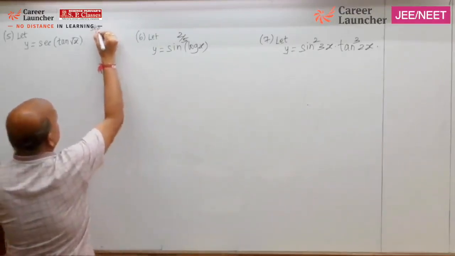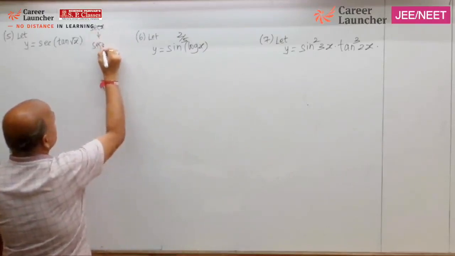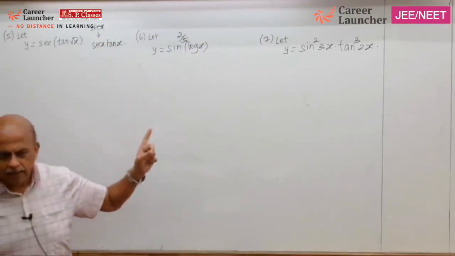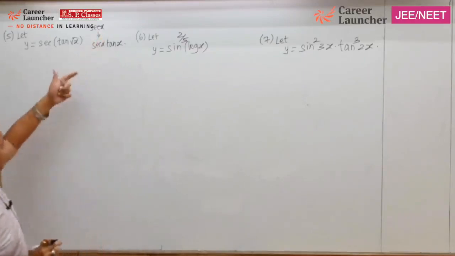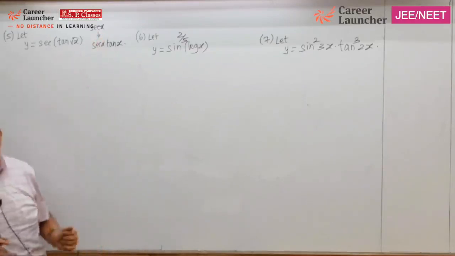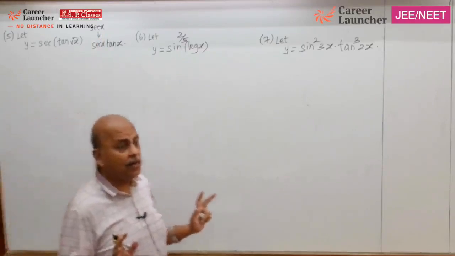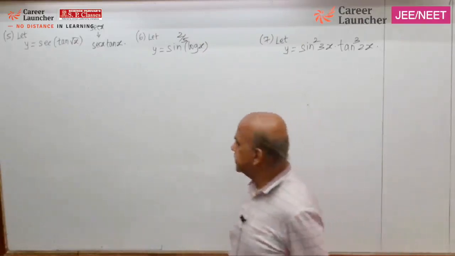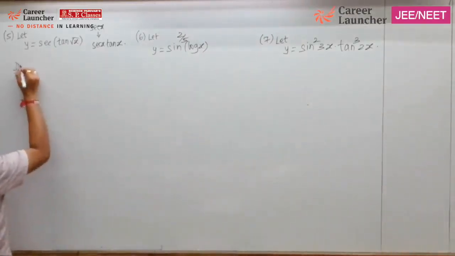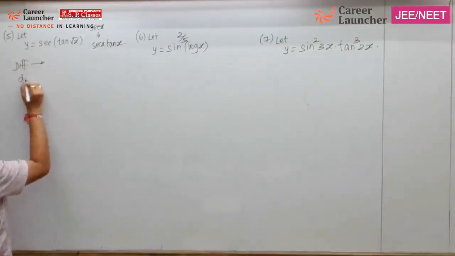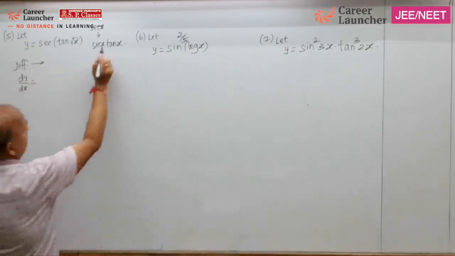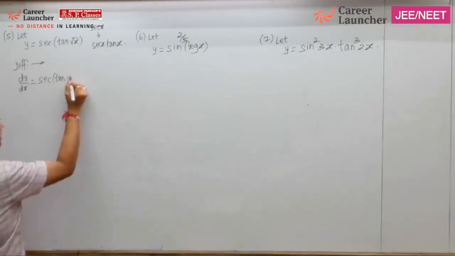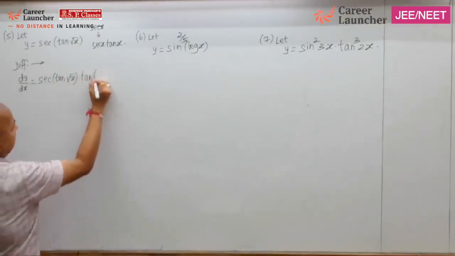So for our information, I write the formula here. Sec x into tan x. Getting it, everyone? X is replaced by what here? Tan of root x. So who will tell me what is the composite part? Tan of root x. You must understand what is the composite part. And now we use the chain rule. Differentiating dy by dx, the formula is sec x into tan x. So it will be what? Sec of tan of root x into tan of root x.